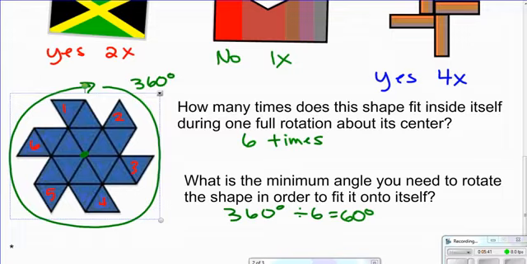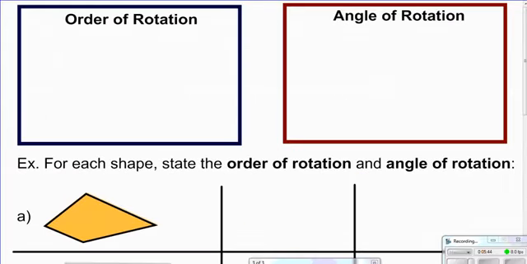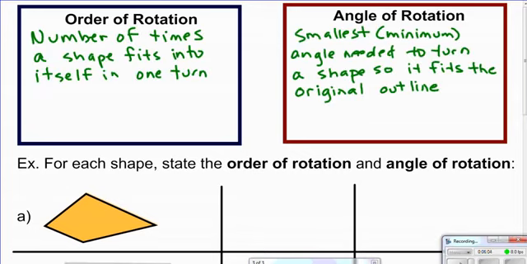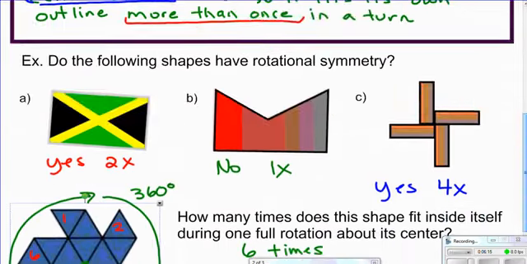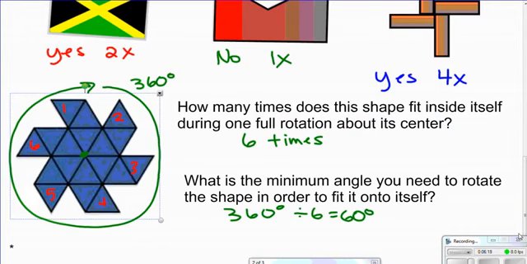Okay, so looking at these next examples, we have 2 more boxes, order of rotation and angle of rotation. We actually just showed what the order and the angle of rotation are. So using either the last example, the internet, or your glossary, please fill in those 2 boxes. The order of rotation is the number of times a shape fits into itself on one turn. So if we look back at the last pinwheel example, at the bottom here, this 6 times, this is the order of rotation.